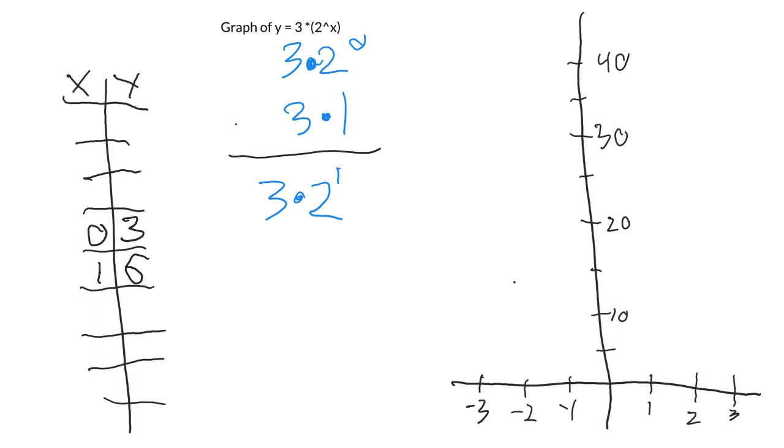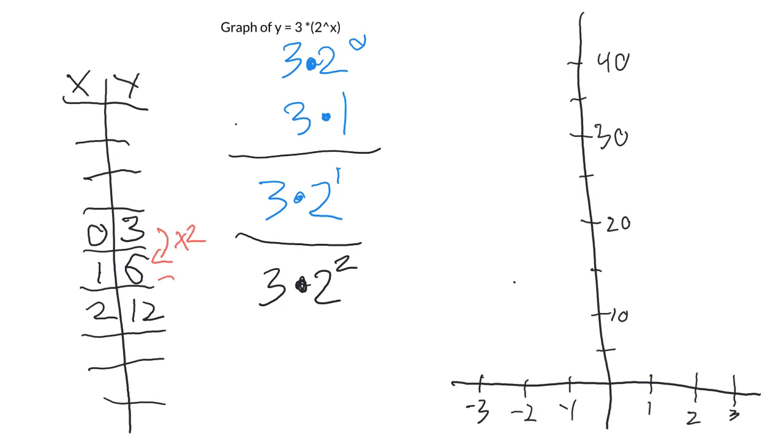And if I keep going with this a little bit, let me do another one here. 3 times 2 squared. 2 squared is equal to 4. So that's going to be 3 times 4, or 12. So when I have 2 here, that's going to give me 12. By this point, I should have a pretty good idea of the pattern. I can see here that each time I go down, I am multiplying by 2.